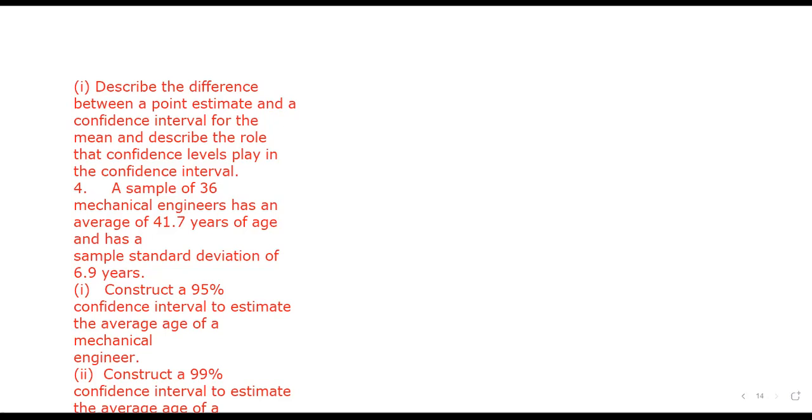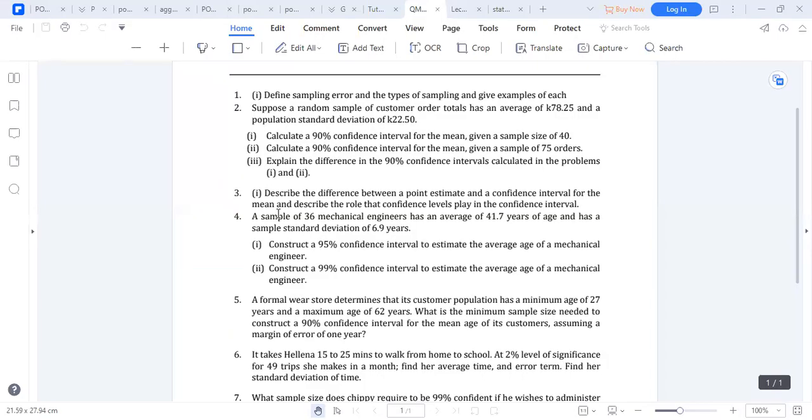So in this question here, constructing the confidence interval of the age will be your homework. We have a sample size of 6, an average of 41.7, and we're given a standard deviation of 6.9 years. Construct the 95% and 99% confidence intervals, and give a distinction between the two. I have covered this entire topic in 30 minutes in the best possible way, so I'll need you to do this homework. I require it tomorrow.